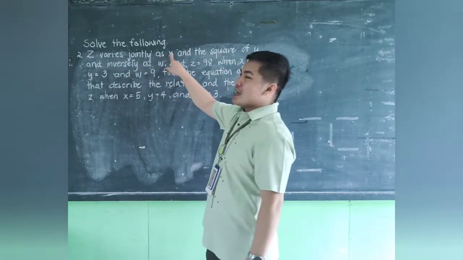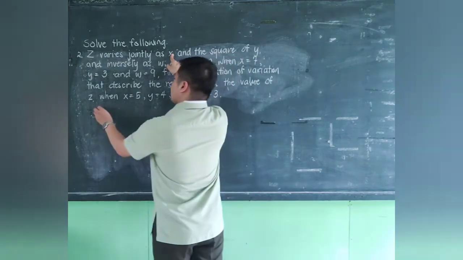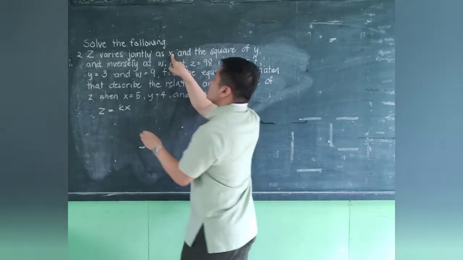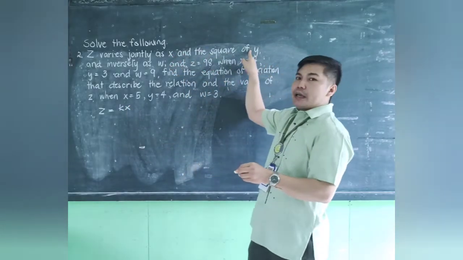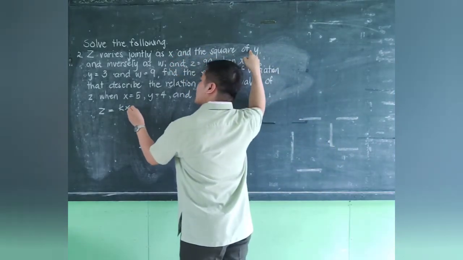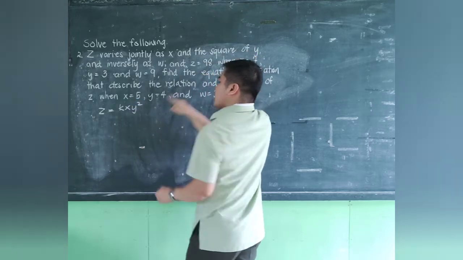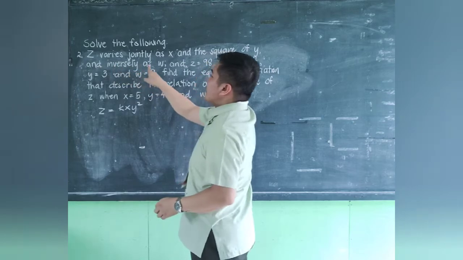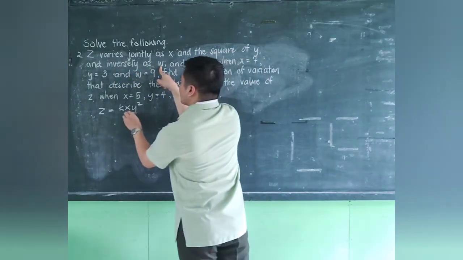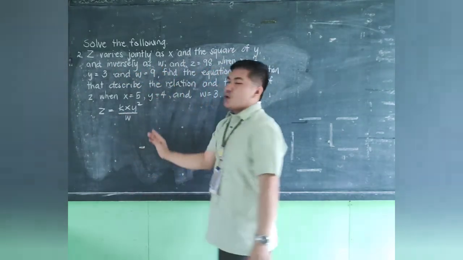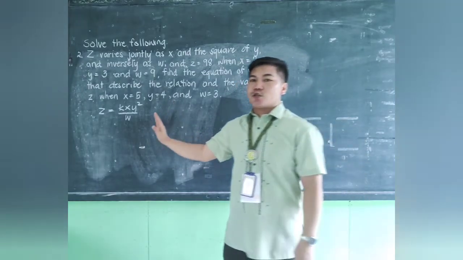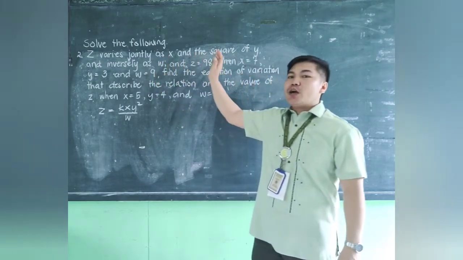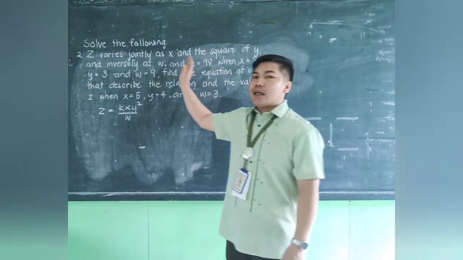z varies jointly as x. So, z muna. Z varies jointly as x and the square of y. And inversely as w. So, denominator ngayon si w. At kanya magsulat ng equation. Kung ano yung nauna, sunod-sunod lang kung ano yung binanggit na variable or quantity sa ating problem.